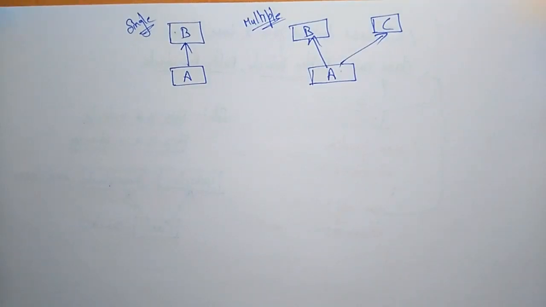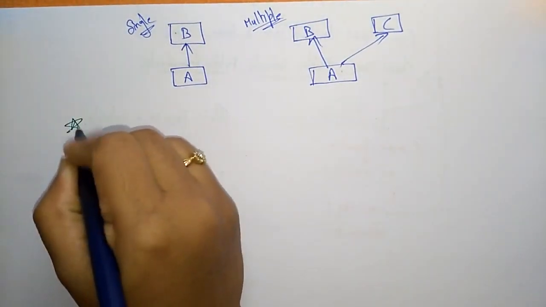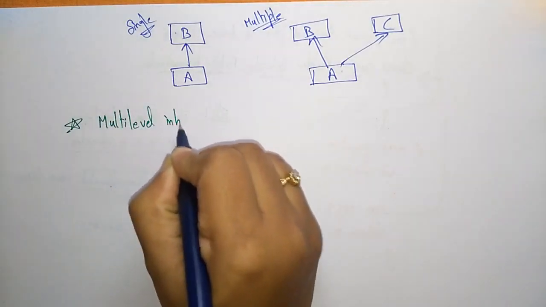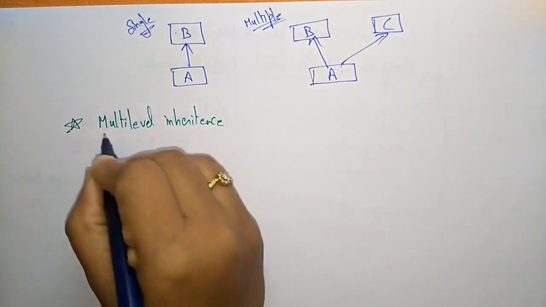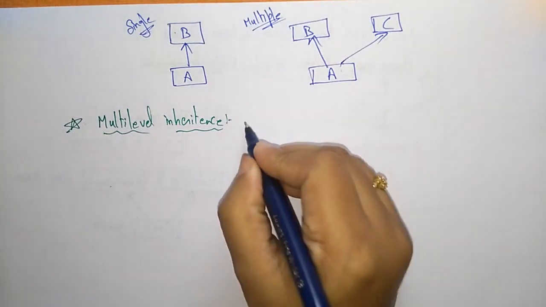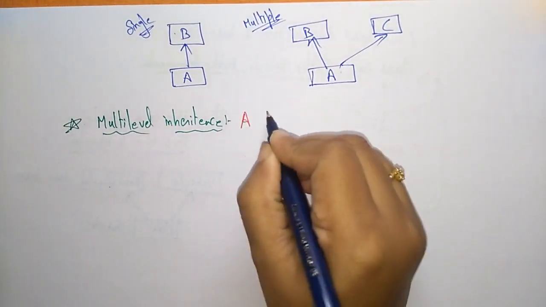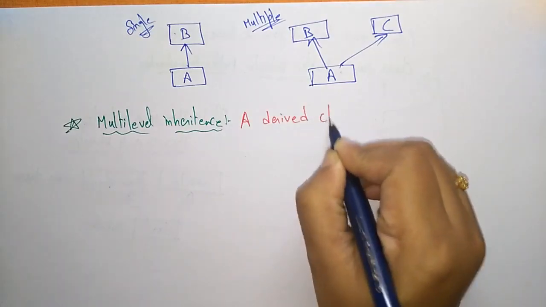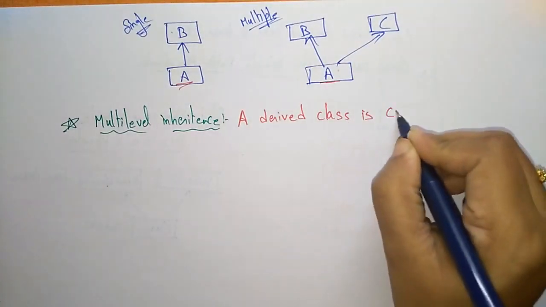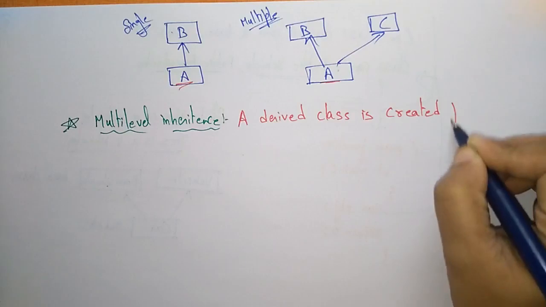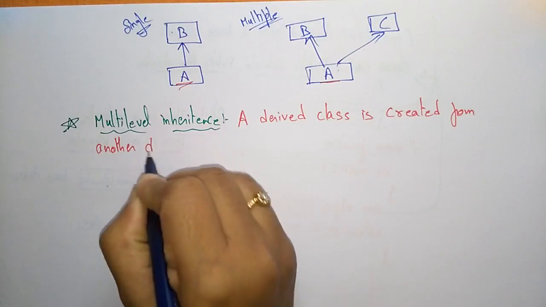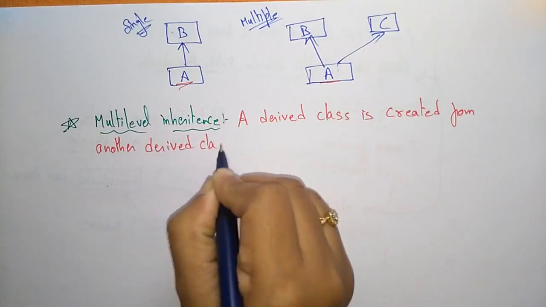Now let us see the third type of inheritance, which is multi-level inheritance. So what is multi-level inheritance? Let me write. A derived class, derived class means subclass, is created from another derived class. When a derived class is created from another derived class, you call it multi-level.